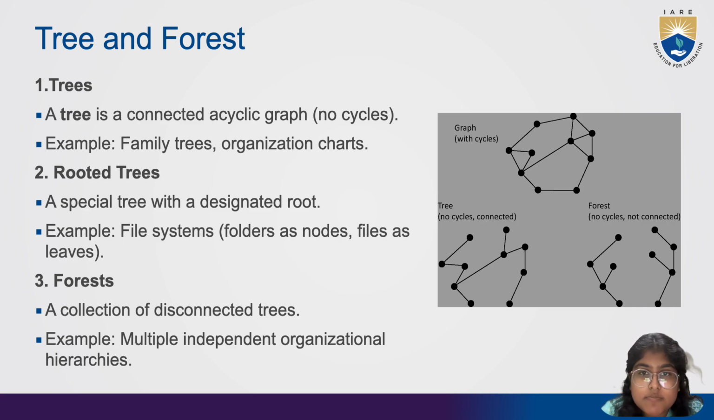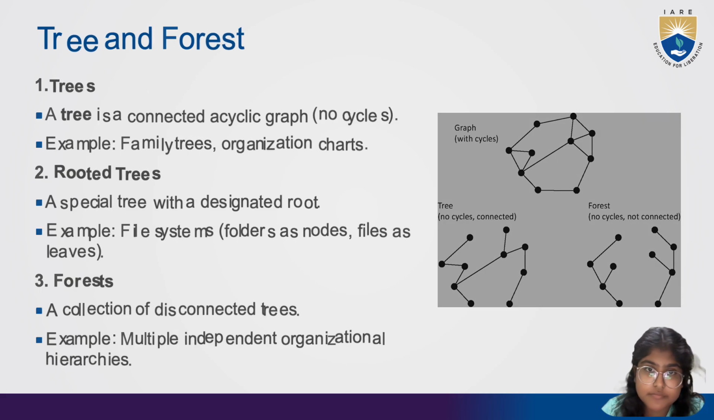A forest is simply a collection of trees. Trees are widely used in computer science, essentially in data structures like binary search trees, which help with efficient searching and sorting. As you can see, an example is multiple independent organizational hierarchies. And from the picture, you can see that graphs have cycles. Trees have no cycles and are connected, but forests have neither. They have no cycles and are not connected.